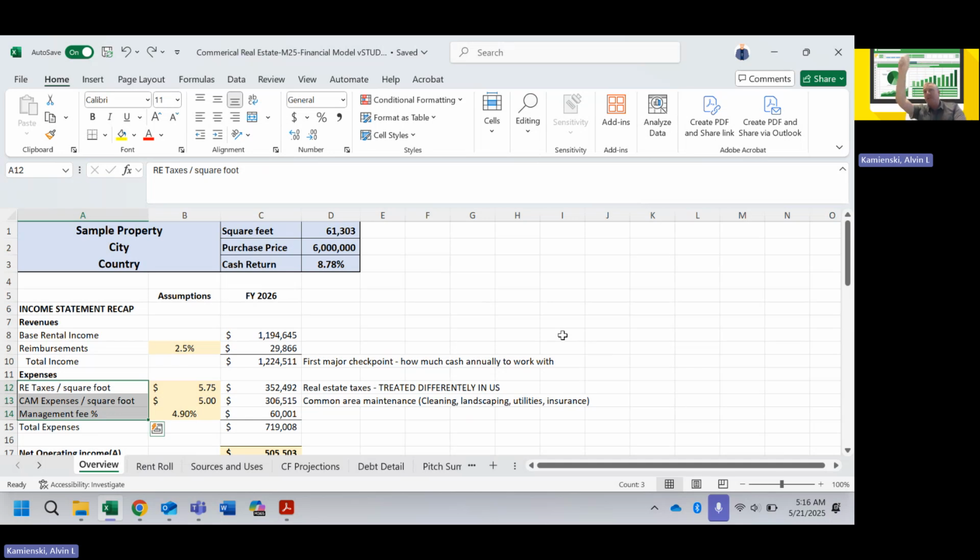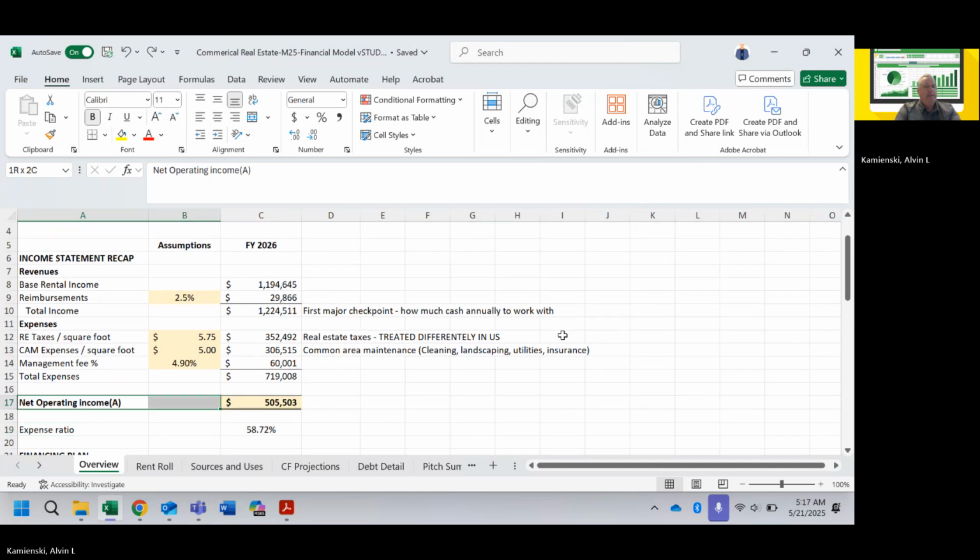So you make your money from rents. You got to pay tax. You got to pay for the common areas, and you got to pay for the building's management. Those are the things I walk away with and saying, that's how you operate a building. But the big number we focus on is what we call NOI, net operating income. It's the money that's left over after you collect the rents and pay the operating expenses.